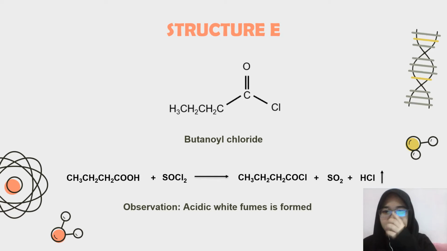Okay, so next is structure E. This is the structural formula of E, and its name is butanoyl chloride. Butanoyl chloride is formed from the reaction of butanoic acid and thionyl chloride, and the products are butanoyl chloride, sulfur dioxide, and HCl gas. The arrow shows that this is a gas. So the observation from this reaction is that acidic white fumes are formed.